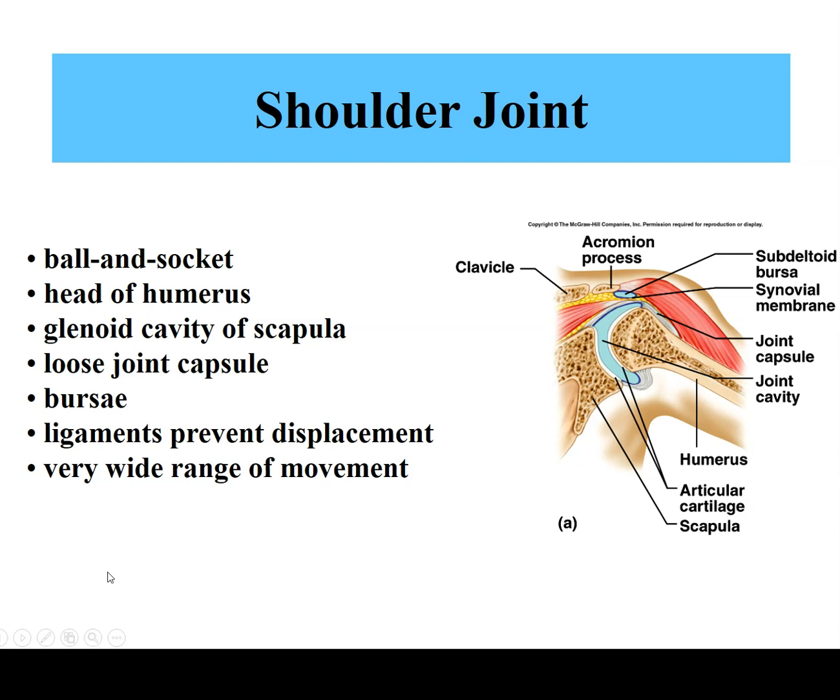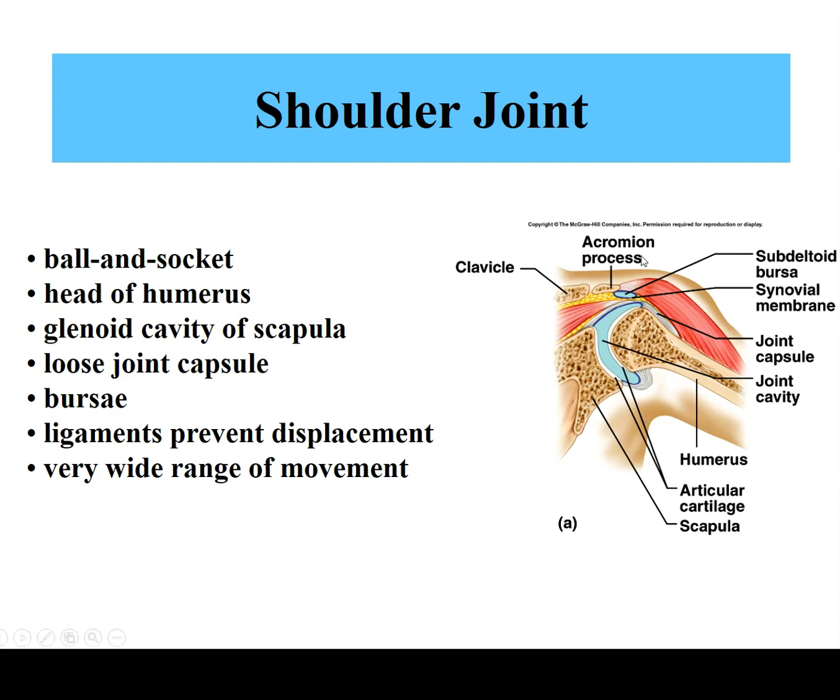Shoulder joint. It is a ball and socket joint. You have the head of the humerus. There's the head of the humerus right there. There's the humerus. The glenoid cavity, remember our bone parts that we learned in lab. There's the glenoid cavity of the scapula. It is a loose capsule with a lot of bursa. The ligaments prevent displacement of this joint. We don't want to have dislocation of this joint. You have a wide range, probably the most movement of any other joint of the body.